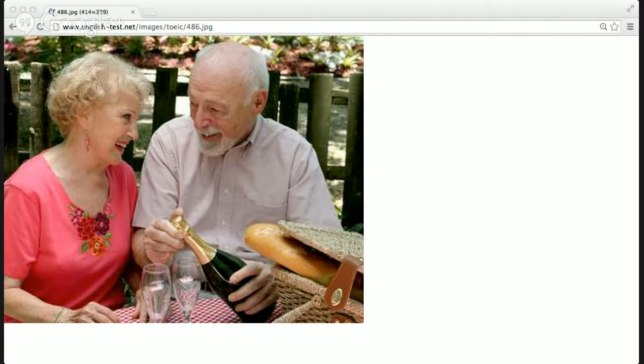Okay. In this picture, I can see two elderly people. It seems like they are celebrating something, like maybe their anniversary, or just a normal dinner. And the grandpa is opening a champagne bottle with his hands. And we would call that a champagne bottle.